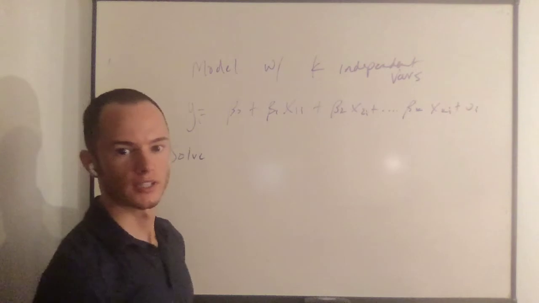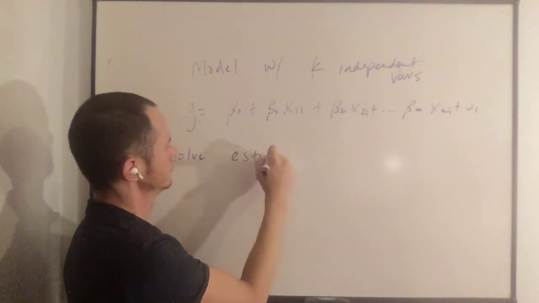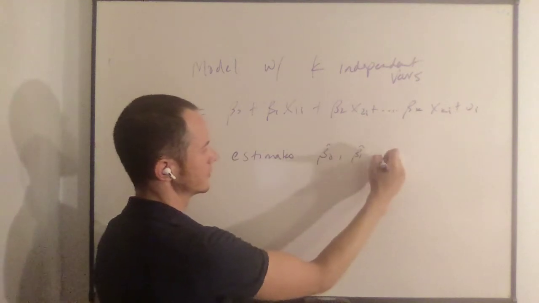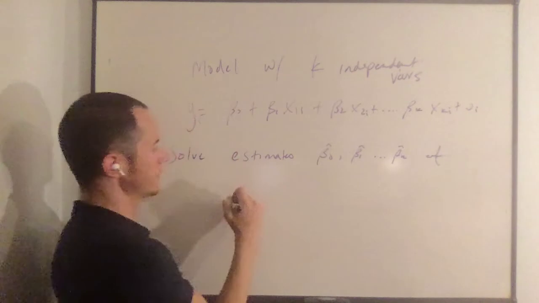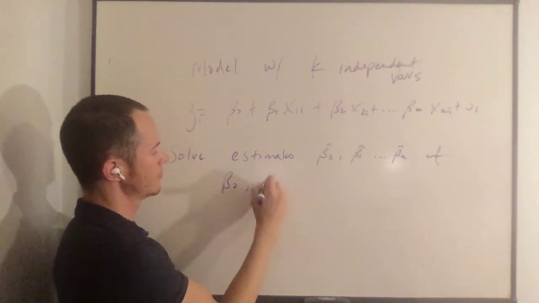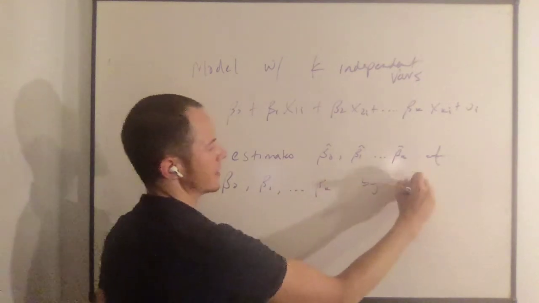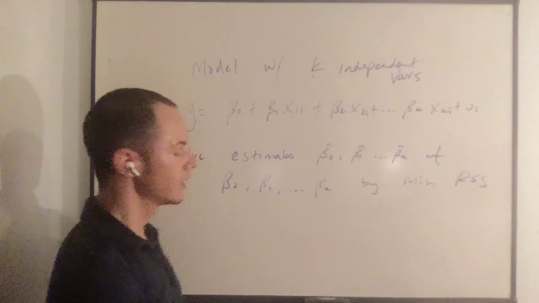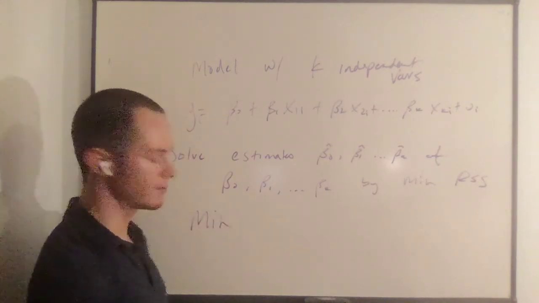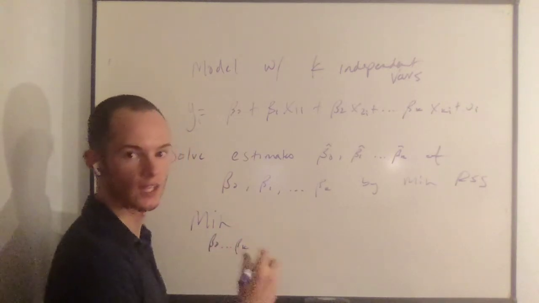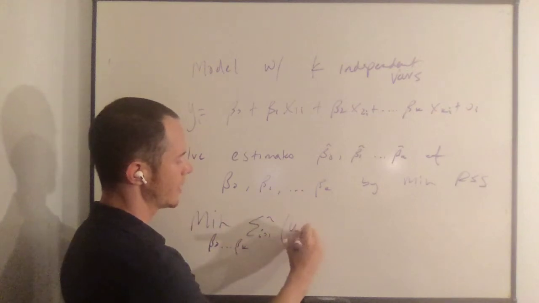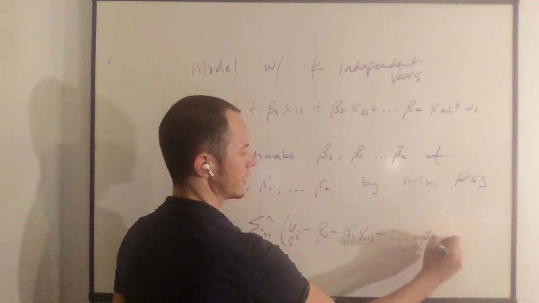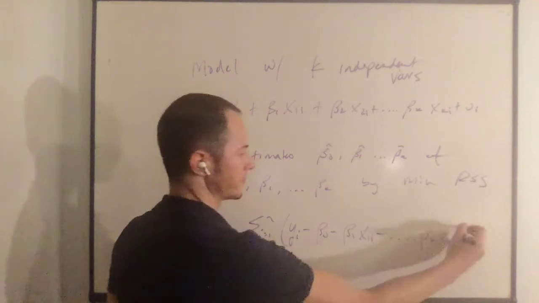So we solve for estimates beta naught hat, beta 1 hat through beta k hat of the population parameters beta 0, beta 1 through beta k by minimizing the RSS, the sum of squared residuals, like so. Here is our objective function. We're going to minimize over beta naught through beta k, the sum from i equals 1 to n of (yi minus beta naught minus beta 1 x1i minus all the way through beta k xki) squared.